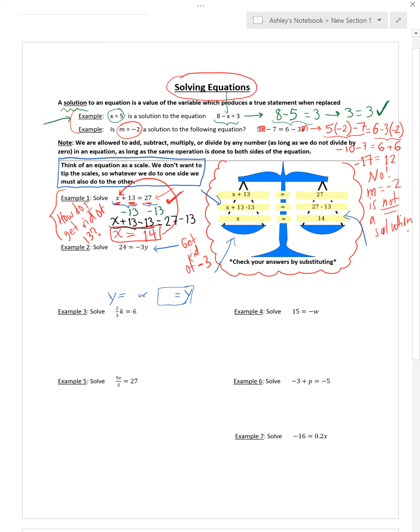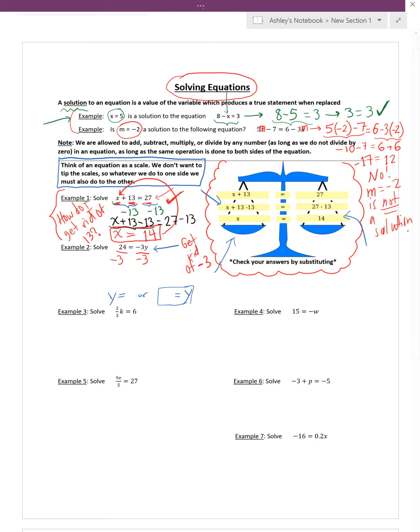All I have to do is ask myself, what's the operation right now between the negative 3 and the y? Well, they're multiplying. Even though I don't see an operation, like in example 1 where I saw a plus sign, like we said before, if you see two things next to each other, it automatically means multiplication. So what's the opposite of multiplying? Dividing. I'm going to divide both sides.